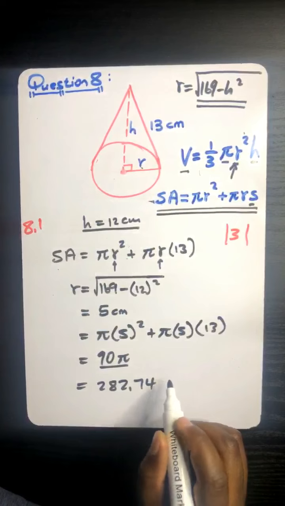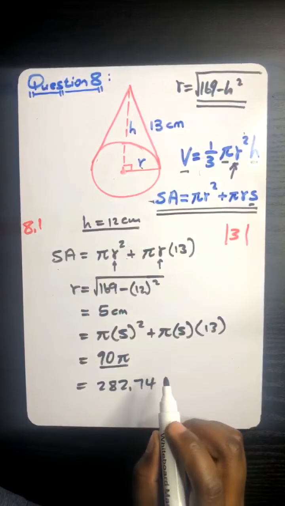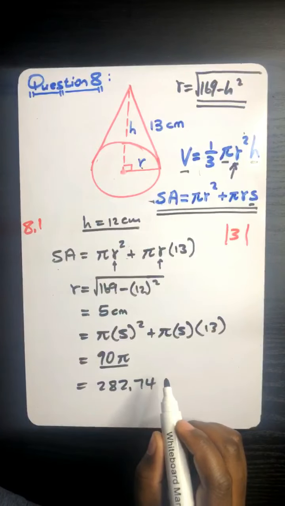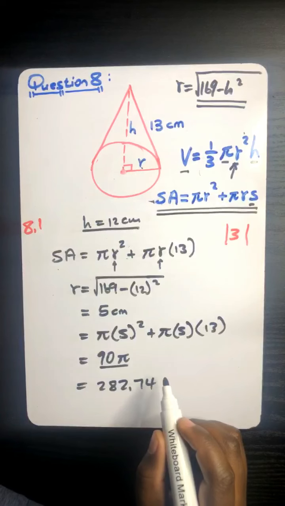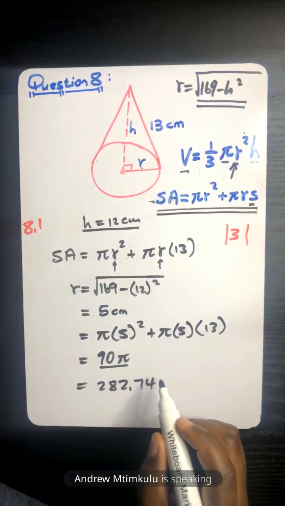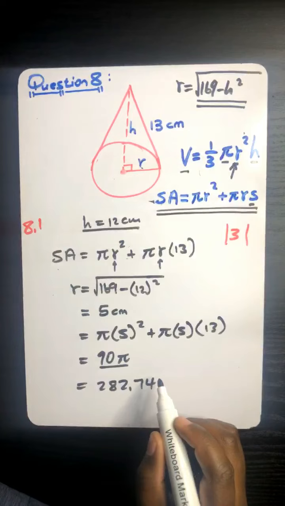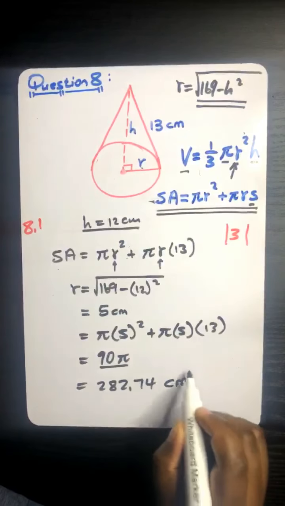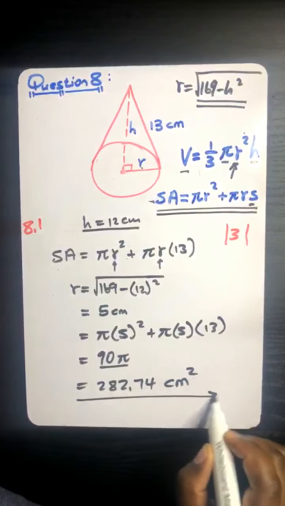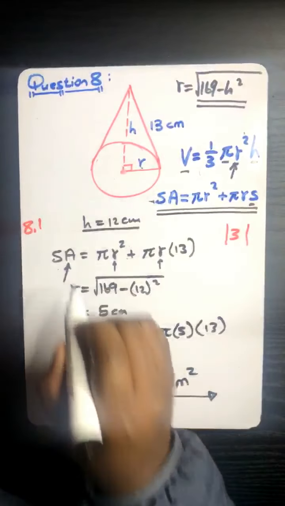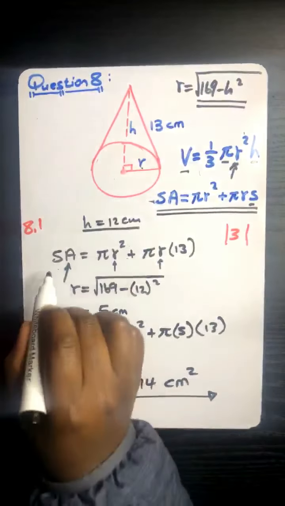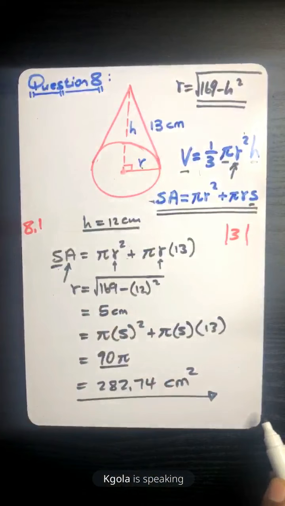What will the unit be? Centimeters. Not just centimeter, but centimeter squared. Why? Because it is the area, which is known as the surface area.